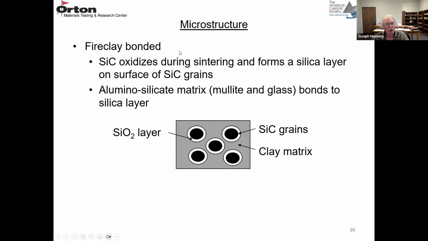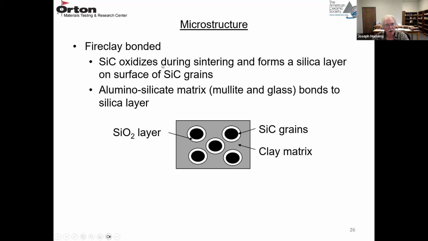The microstructure for a fire clay bonded material, I have a schematic diagram here. So during the firing process, the silicon carbide to some extent oxidizes. So these are silicon carbide particles. The black is still silicon carbide. The ring around it, the light colored ring, this is not drawn to scale. It's a very thin layer, but you oxidize the silicon carbide surface and it forms SiO2.